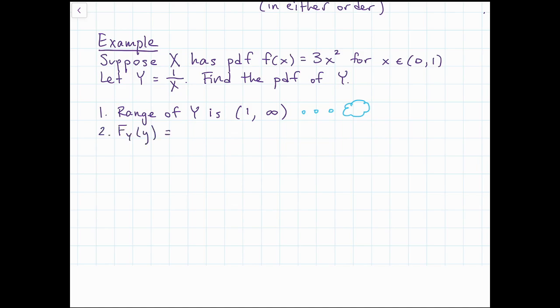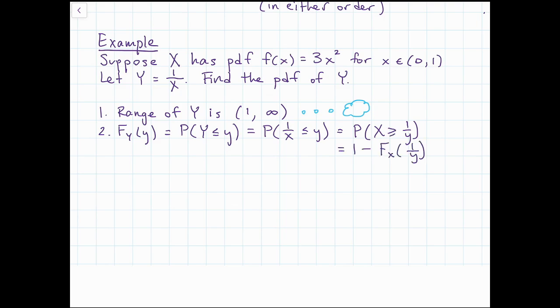Okay, step 2, we want to write the CDF of y. So that's just subbing in 1 over x less than or equal to y. And that's going to be some relationship between x and 1 over y. We're taking the reciprocal of both sides inside that probability. But remember, when we take a reciprocal, we have to switch the direction of the inequality. So that's just equal to 1 minus the CDF of x evaluated at 1 over y.